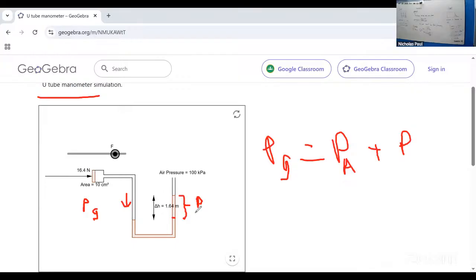That's the pressure of the column. Okay? So let's make a note of that. That's the way the U-tube manometer works. That's one of the hardest things in mechanics to understand. It'll come all the time. It'll come once in a while.